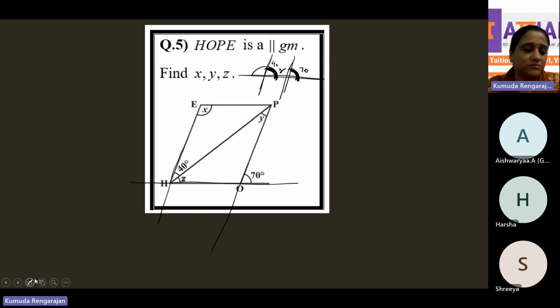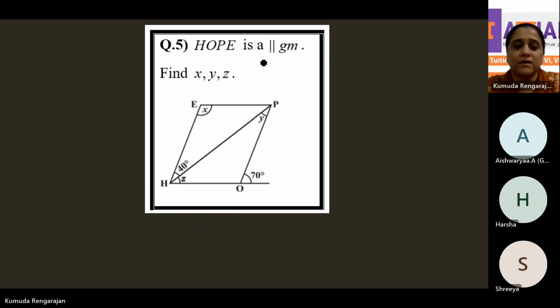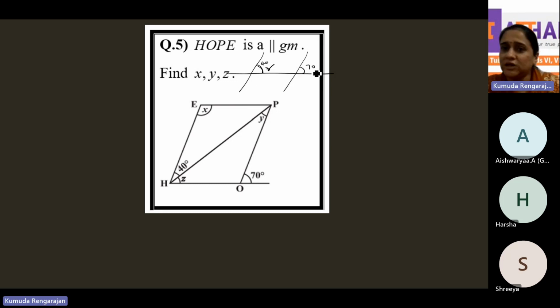Z has to be 30. Parallel lines. See, opposite sides of the parallelogram are parallel. Parallel lines, and this is the transversal. Here, you have an angle 40 and Z. And here we have 70. Now these are corresponding angles, they're equal. If this is 70, this angle also should measure 70.